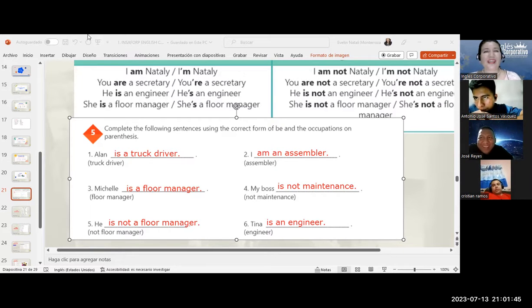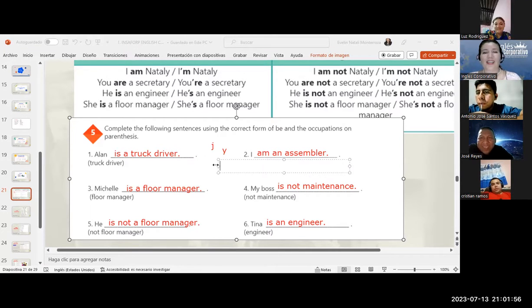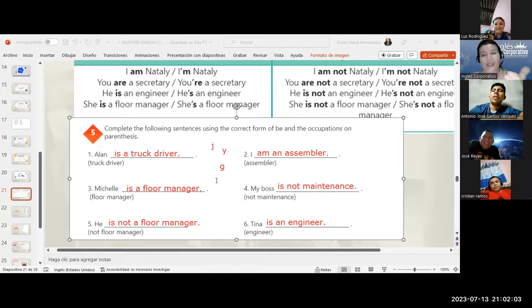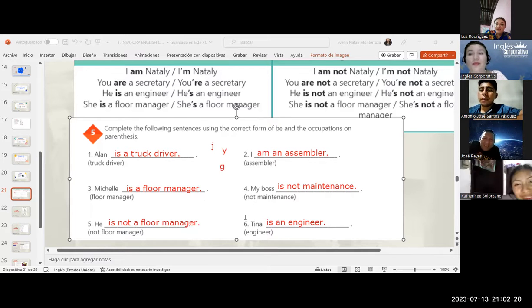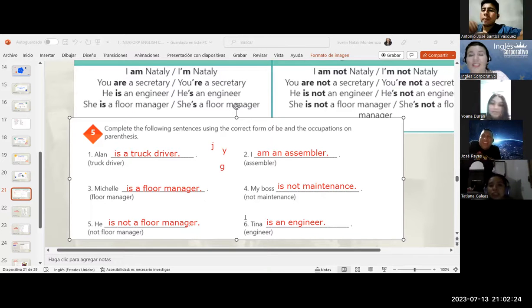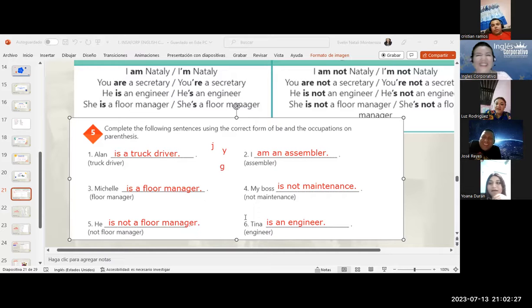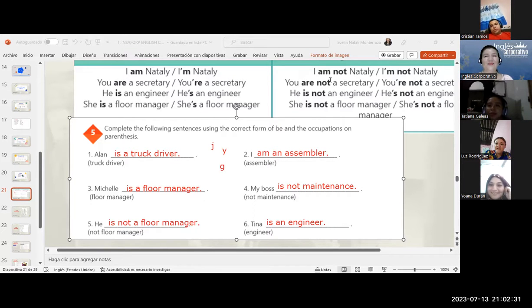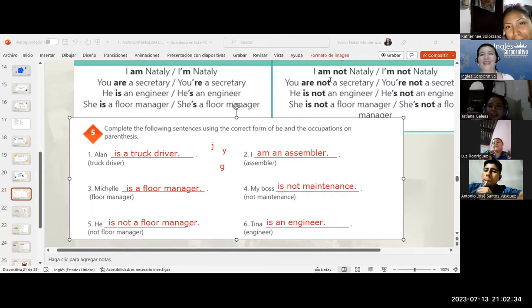Momento. Vamos a hacer la diferencia entre J, Y and G. J es J. Y es Y. And G es G. Okay. J, Y, G. Okay. M-A-N-A-G-E-R. Manager. Okay. How do you spell engineer? E, N, G, I, N, E, E, R. Okay, so why was I spelling?